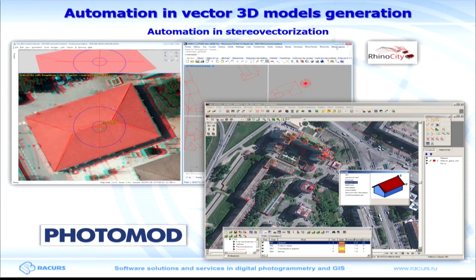So speaking of vector models, all software developers, including us, think about how to automate processing. And the most popular way of automation when it comes to vector models is interactive operations. In case of PHOTOMOD, we work with primitives. We select a primitive or an object to minimize the number of points that an operator needs to set in stereo mode.